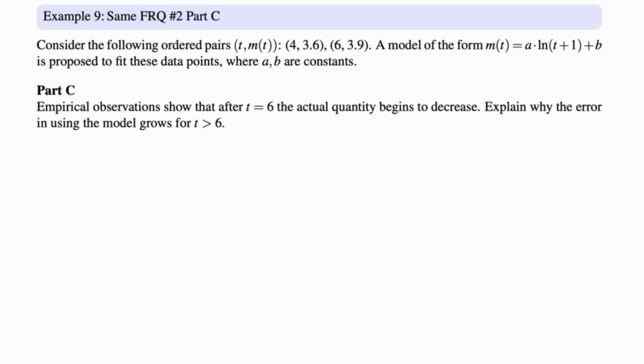This is part C of kind of the same question. Empirical observations show that after t equals 6, the actual quantity begins to decrease. Explain why the error in using the model grows for t greater than 6. All right, so we said, and we looked at our graph, and if you're not sure, just graph it again, or go back to your calculator and stare at your graph page.